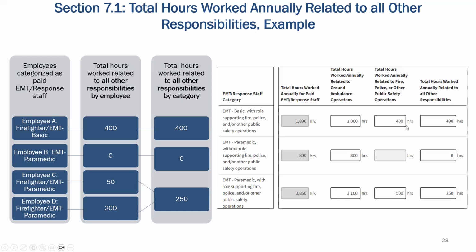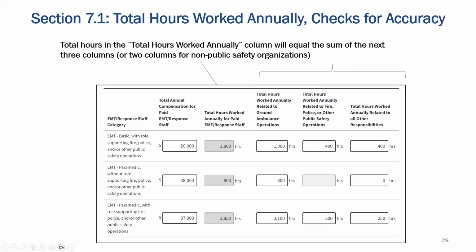So 1,000 plus 400 is 1,800. We have 800 hours for ground ambulance and nothing else, so that 800 carries over. And then 3,100 plus 500 plus 250 is 3,850. As mentioned, this is a good place to check. You want the total of these to be what you have reflected in your payroll or other administrative information in terms of how many hours staff worked. So the system will give you this column, and this is what many organizations will check against their other records to make sure this breakdown is correct as a double check.